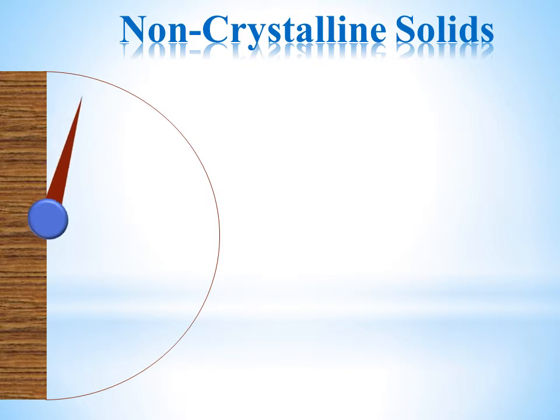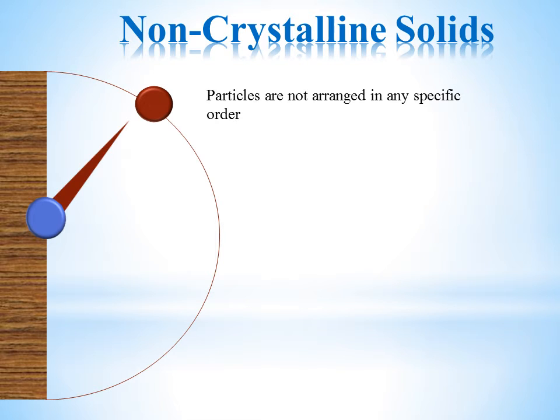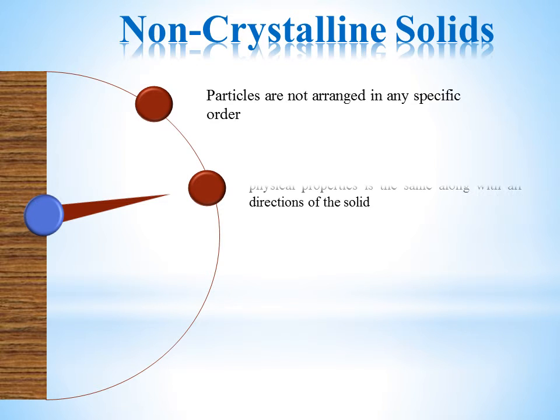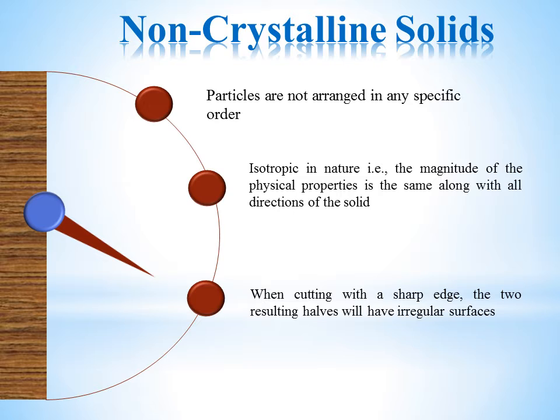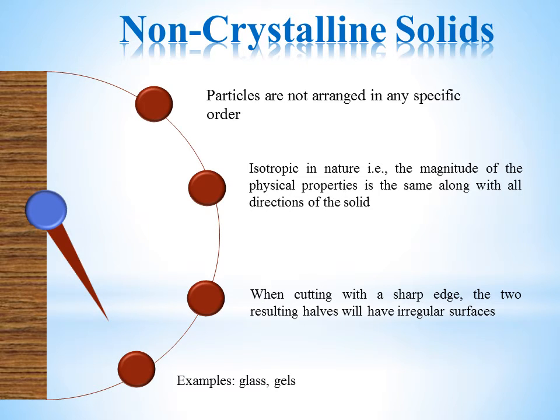In non-crystalline solids, the particles are not arranged in any specific manner. Here the solids have no directional properties and therefore they are called isotropic substances. That is, the magnitude of the physical properties is the same along all directions of the solid. Moreover, when we cut the non-crystalline solids, the two new pieces will have irregular surfaces. Examples for non-crystalline solids: glass, gels, etc. An amorphous structure does not generally possess elasticity, but it only possesses plastic nature.